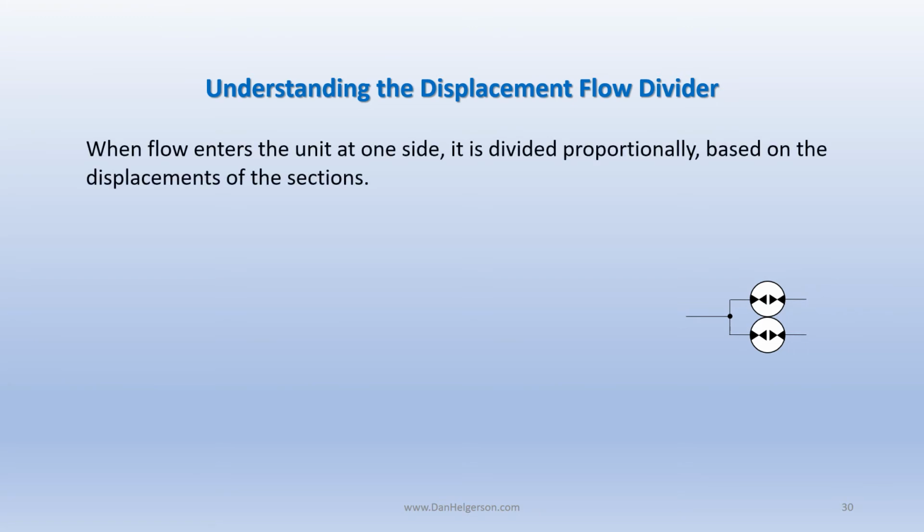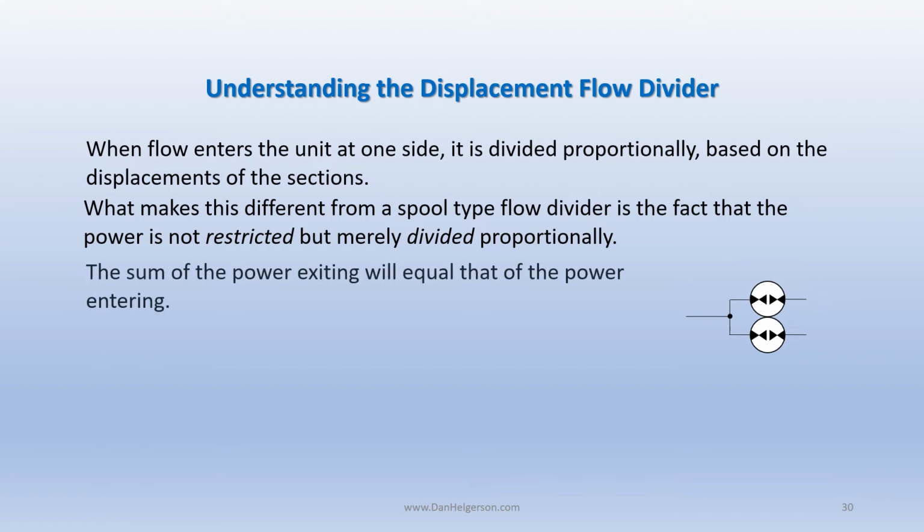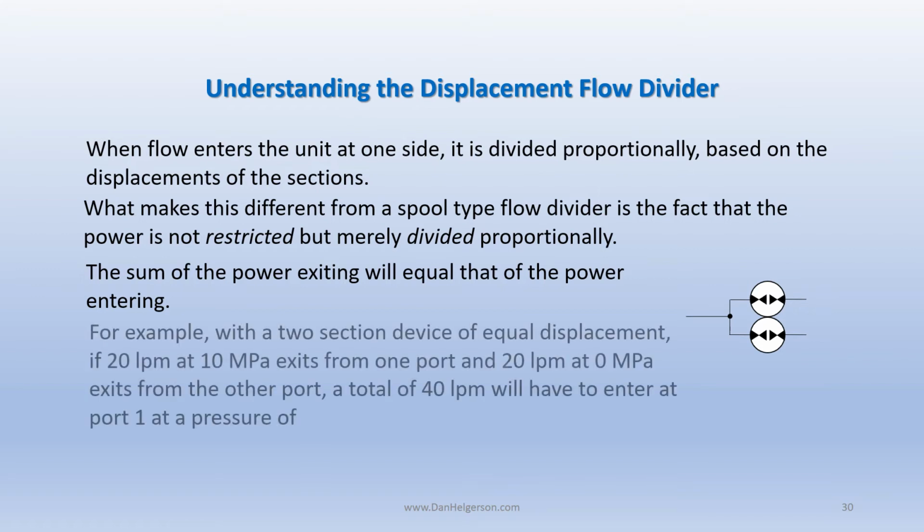When flow enters the unit at one side, it is divided proportionally based on the displacements of the sections. What makes this different from a spool-type flow divider is the fact that the power is not restricted, but merely divided proportionally. The sum of the power exiting will equal that of the power entering.